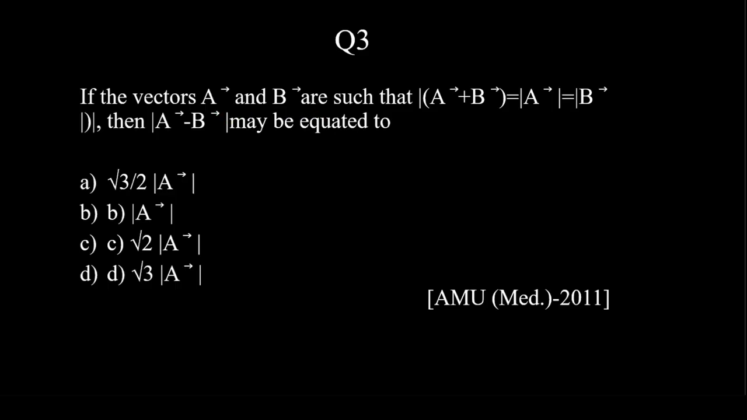If the vectors a and b are such that the magnitude of vector a plus vector b is equal to the magnitude of vector a, which is equal to the magnitude of vector b, then vector a minus vector b may be equated to.